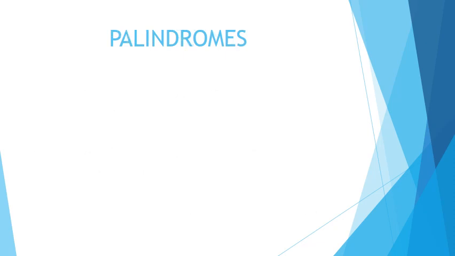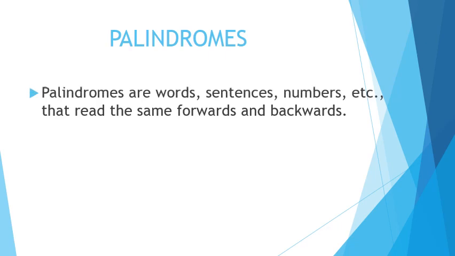Now children, let's come to the new topic of this lesson 13, and the new topic is palindromes. So children, what do we mean by palindromes? Well, palindromes are words, sentences, numbers, etc. that read the same forwards and backwards. Let us understand this with the help of some examples.